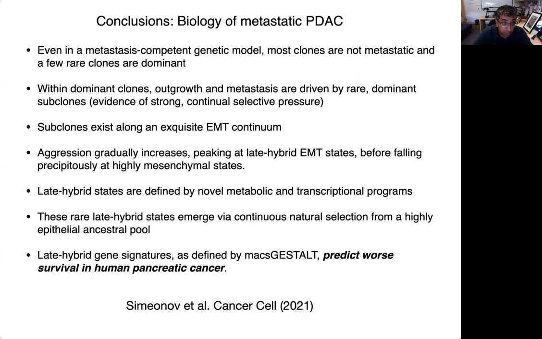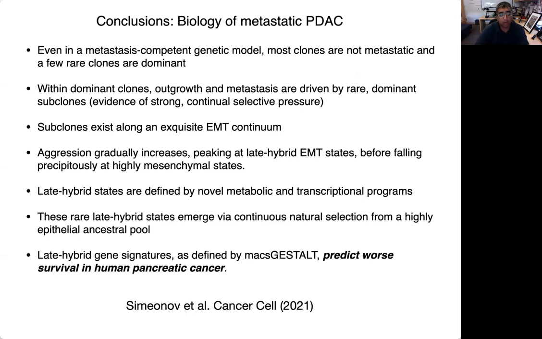Subclones exist along this exquisite EMT continuum that we can pull out of this kind of data, and this is a continuum that is not monotonic in its relationship to aggression. Rather, we see peaking of aggression at these late hybrid states that are associated with unique metabolic and transcriptional programs that do not comport with a simple balance of epithelial versus mesenchymal.